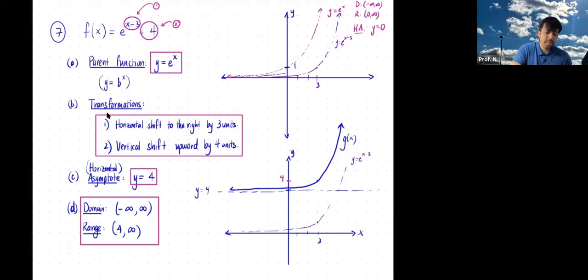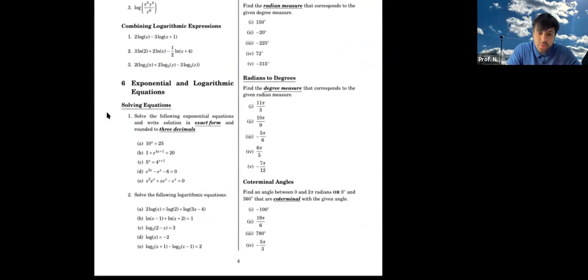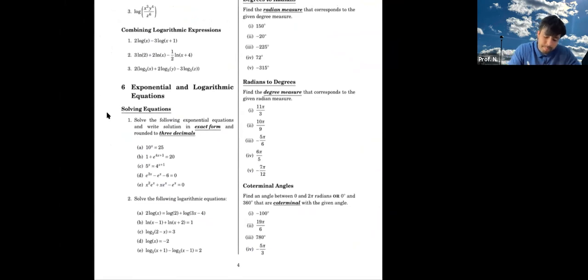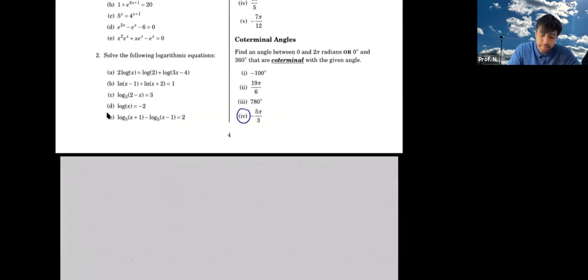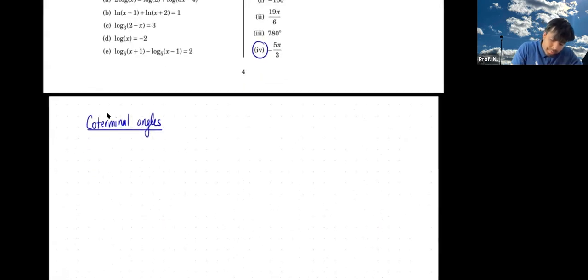All right, any questions about this problem? Okay, if no other questions, let's move on. So Chen says coterminal angles number 4. Okay, so I want to know about coterminal angles.